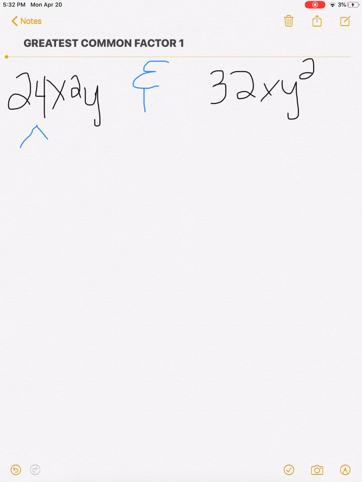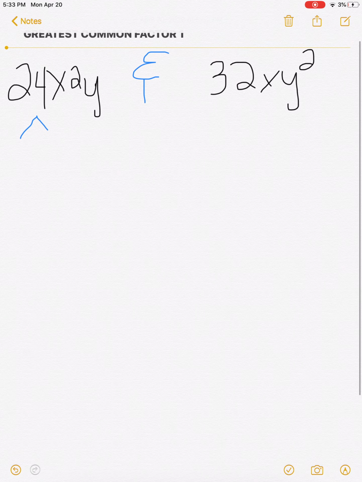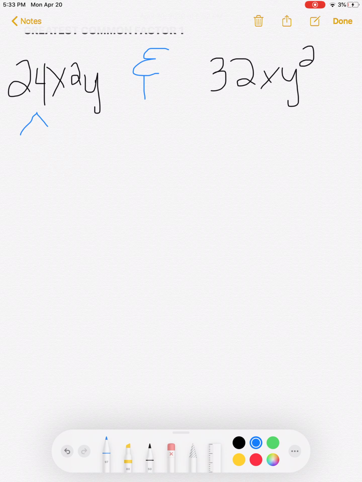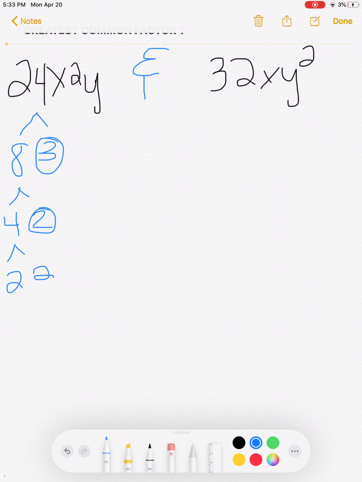24 can be broken down into 8 and 3 because 8 times 3 is 24. So I'm going to write 8 and 3. 3 is prime, I'm going to circle that. 8 can be broken down into 4 and 2. 2 is prime, I'm going to circle that. 4 can be broken down into 2 and 2, and then we are done.